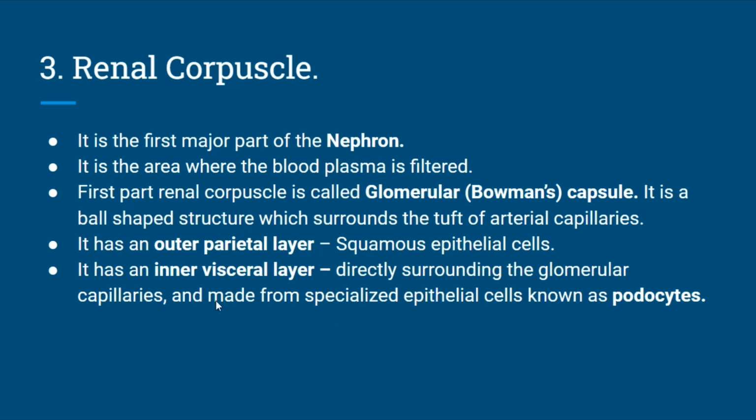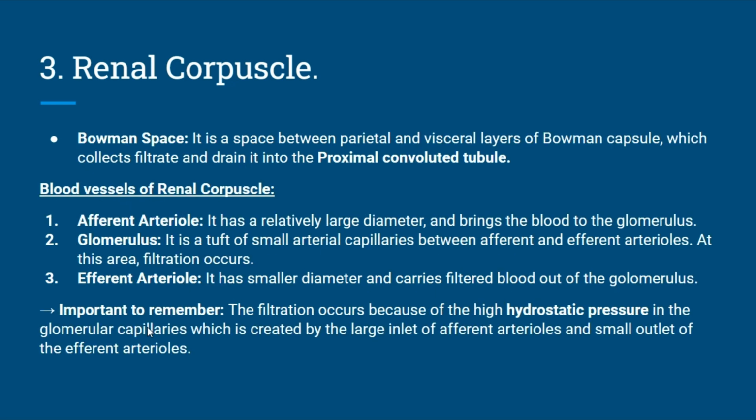The Bowman's capsule, or the glomerular capsule, has two layers. The outer layer is called the parietal layer, which is made up of squamous epithelial cells. And it has the inner visceral layer, which directly surrounds the glomerular capillaries and is made from specialized epithelial cells called podocytes.